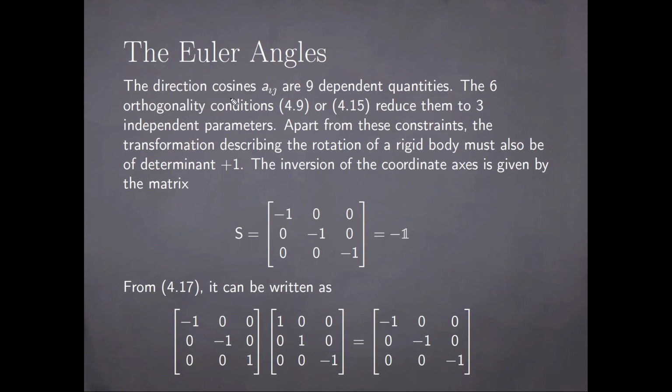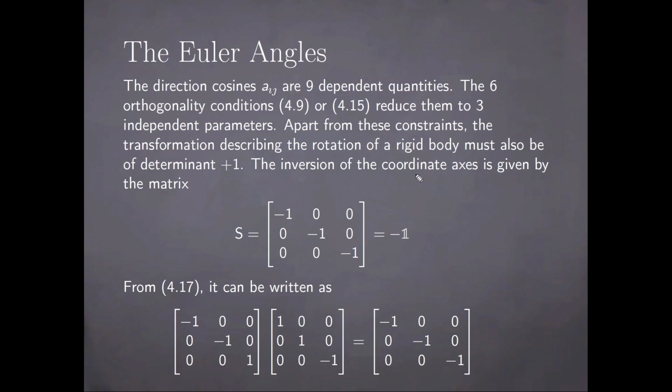The direction cosines we have studied so far are nine dependent quantities. The six orthogonality conditions given by equations 4.9 or 4.15 reduce them to three independent parameters. Apart from these constraints, the transformation describing the rotation of a rigid body must also have determinant +1. And to see this, we can look at the following arguments.